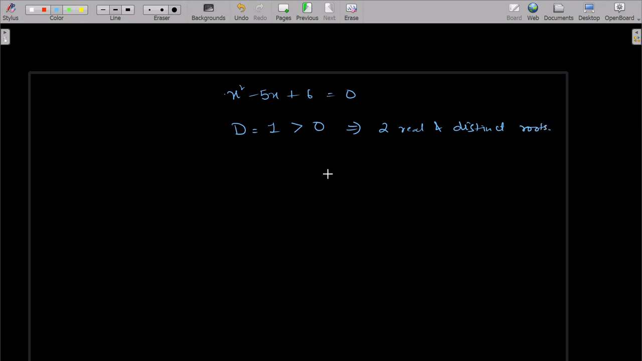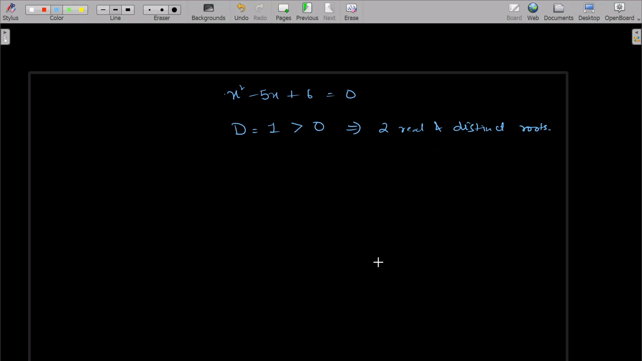This is the first way in which the question can be asked, that they'll give you an equation and ask what will be the nature of the roots. They'll give you four options: two real and distinct roots, or two repeated roots, no real solution, or none of the above. All you have to do is find the discriminant, check whether it's greater than 0, less than 0, or equal to 0, and you'll get your answer.